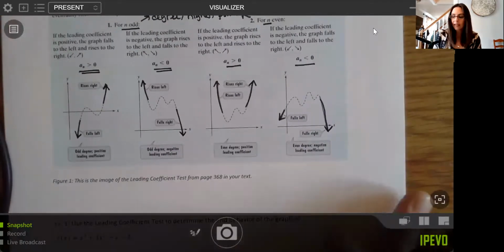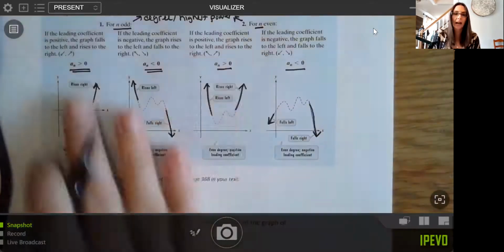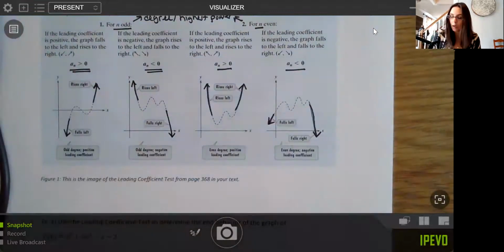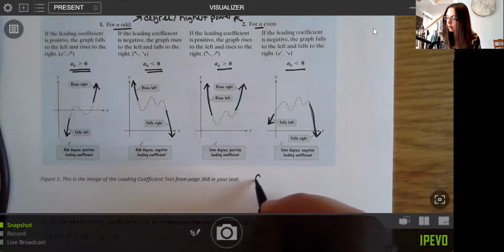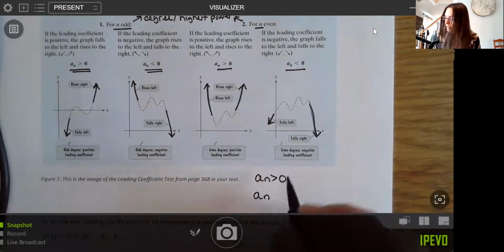Now in your book, you do have a nice little chart summary here that I'm just going to copy over for you, but whatever works. So I kind of like a larger chart. I find that easier to work with, but if you like a smaller chart, this one is in your book and it's kind of nice.